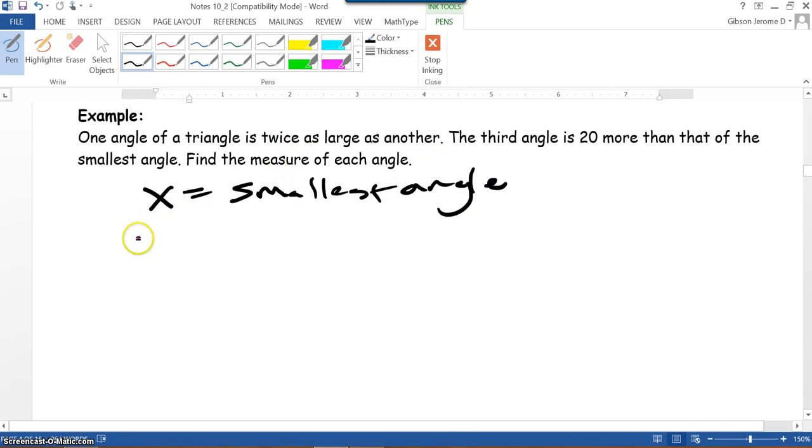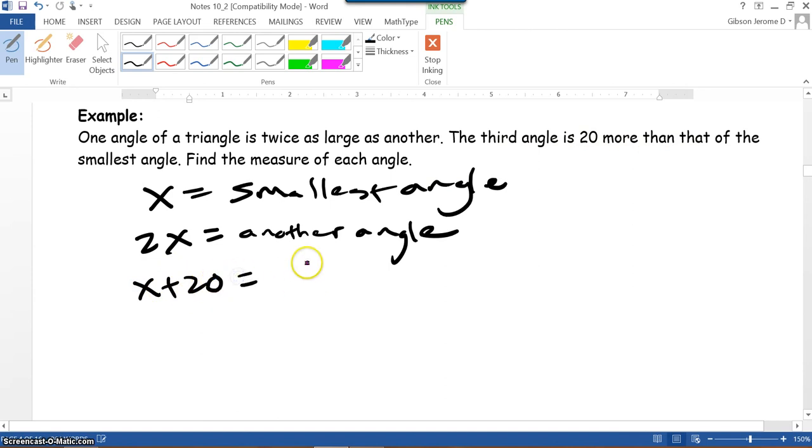And then the next angle is twice as large. 2x is another angle. I can't really tell if this is the largest or the middle, so we'll just put another angle. And then the third angle is 20 more than that of the smallest angle. So it'd be x plus 20 is equal to the final angle.